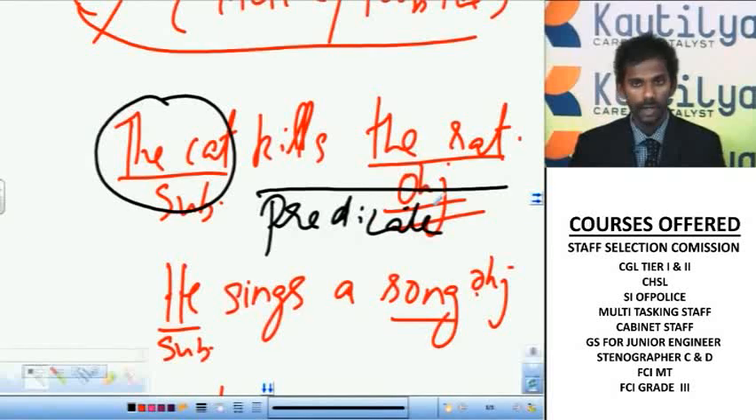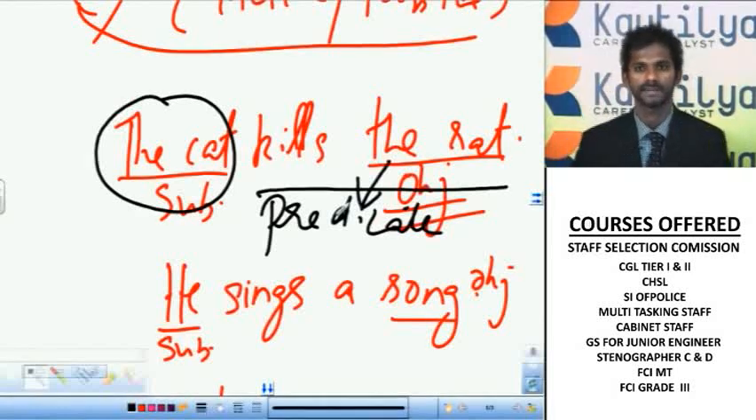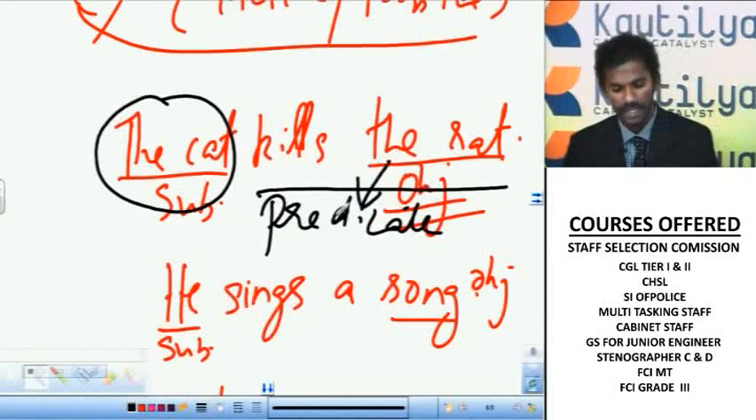Right? Actually an object is not necessary, maybe there, maybe not there. If there is an object in a sentence, the object also comes in the predicate. So the cat is the subject and kills the rat is the predicate. Fine? Right. Come to the second one.